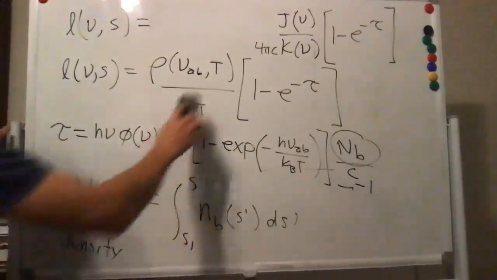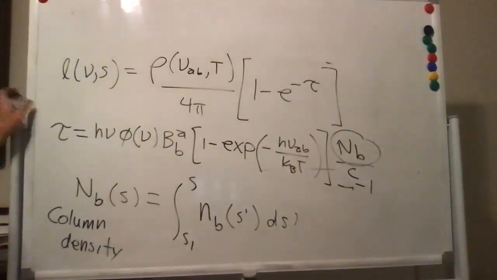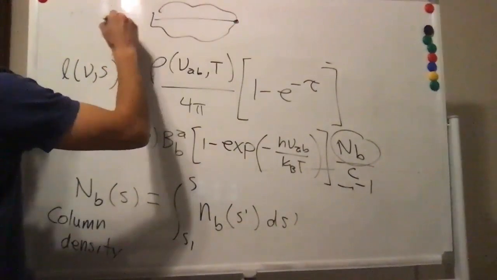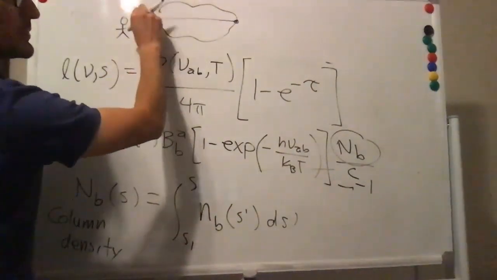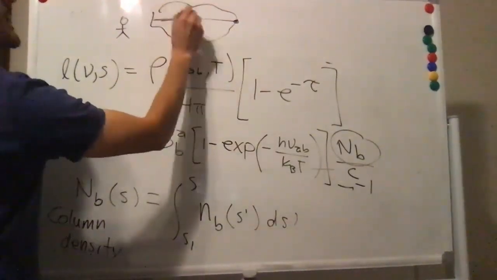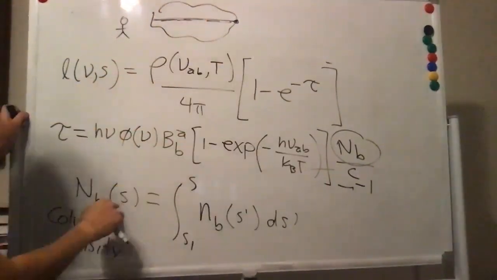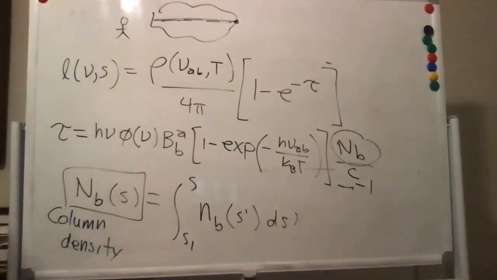So if you have your cloud, say, it's like you have, and this is a volume, but it's infinitesimally thin, the radius. So that'll be, and you have the different n_B in your cloud. So if you integrate over the whole path, you get this number.